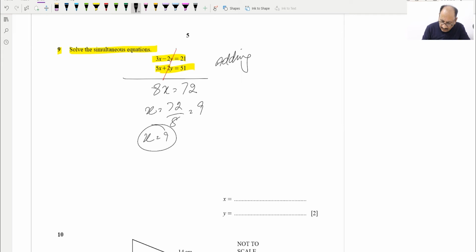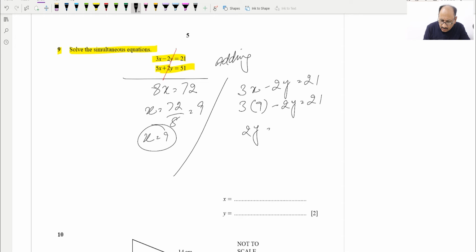This value we will replace in any of the two original equations. I'm replacing in the first one, 3x minus 2y is equal to 21. So 3 into 9 minus 2y is equal to 21. So 2y is equal to 27 minus 21, which is equal to 6. So y is equal to 3. This will be the answer.